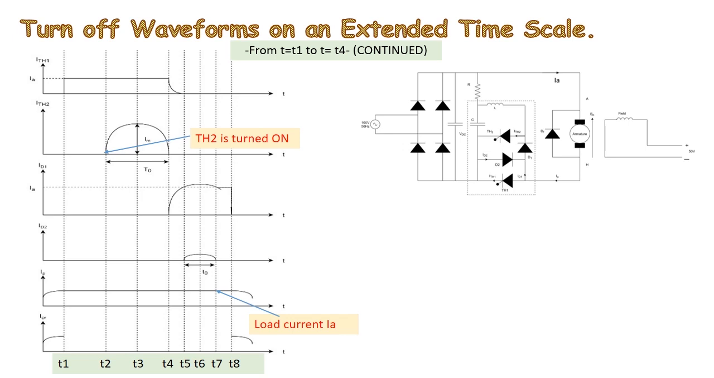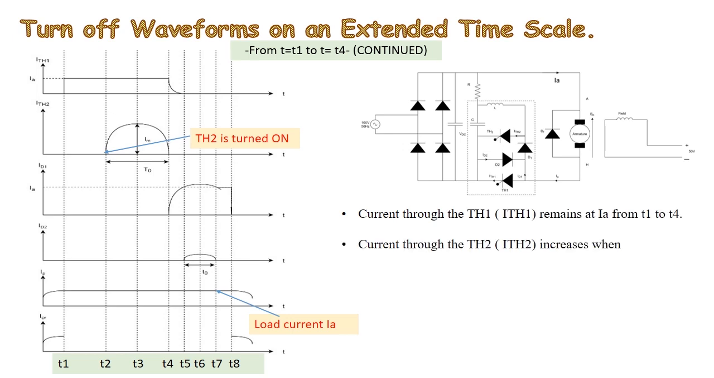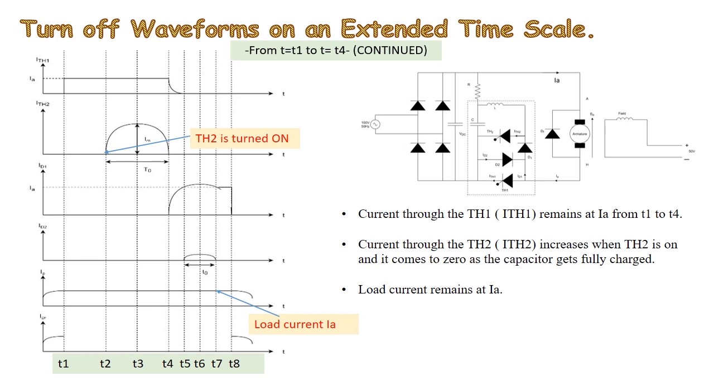When we look into the current waveforms from T1 to T4, the current through TH1 remains at IA and the current through TH2 increases when TH2 is on and it becomes zero as the capacitor gets fully charged, while load current remains at IA.